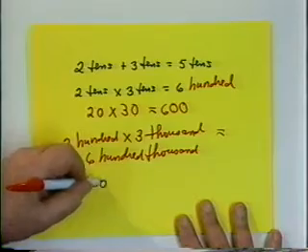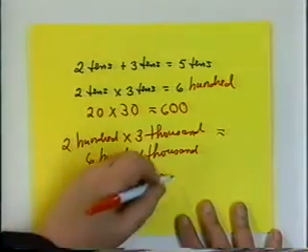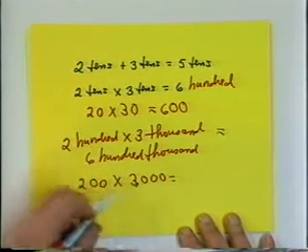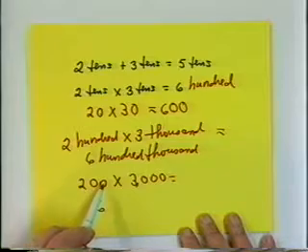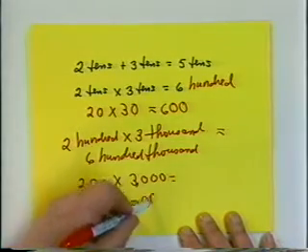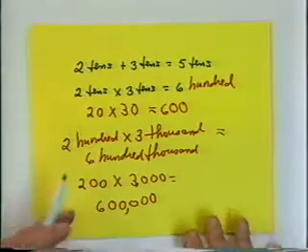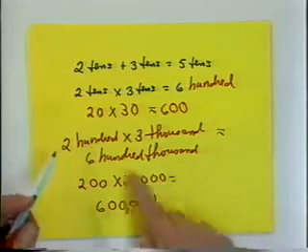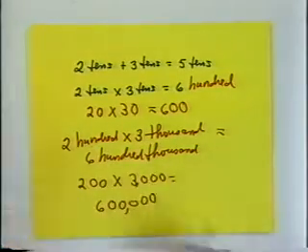200 is written like this. 3,000 is written like this. And how were you taught to do this problem? Multiply the 2 times the 3 to get 6, then count the total number of zeros. 1, 2, 3, 4, 5. The answer comes out the same, 600,000. But notice the mystery is gone now. The 2 times the 3 was the 6, and the 100 times the 1,000 was the 100,000.